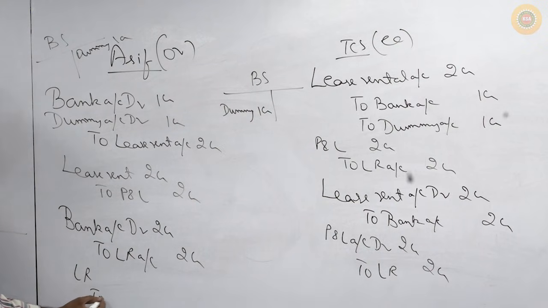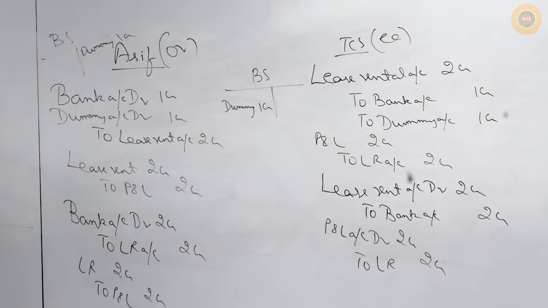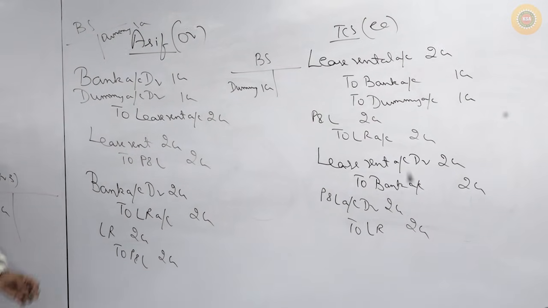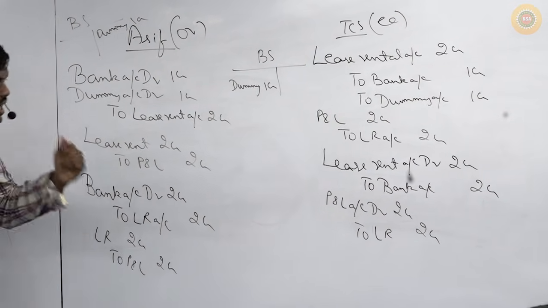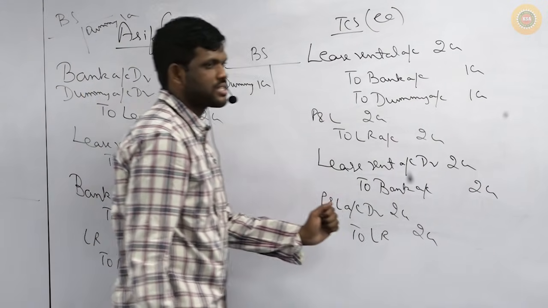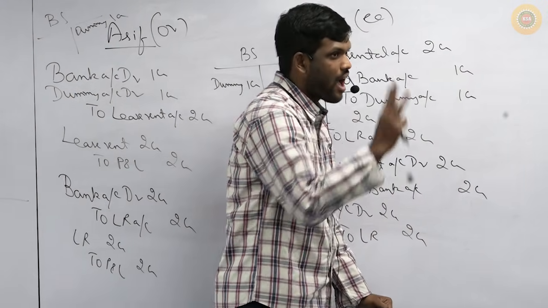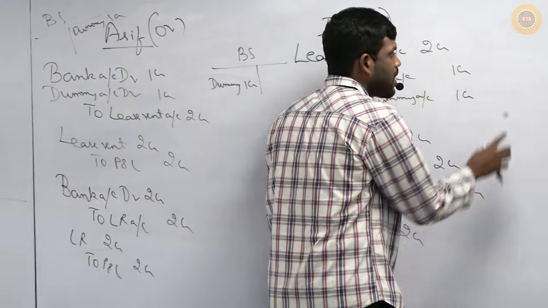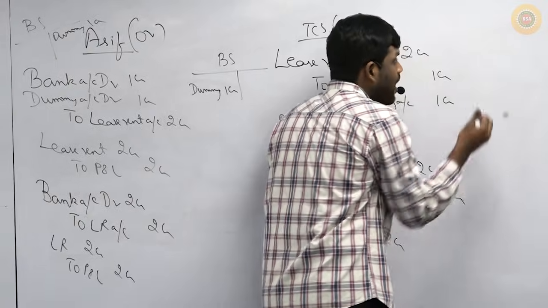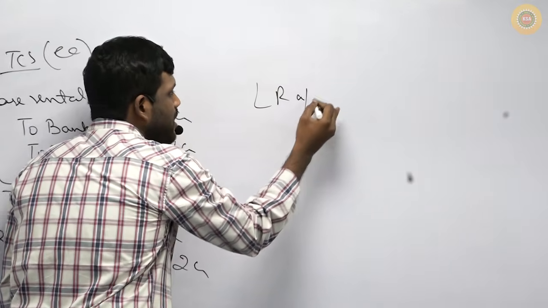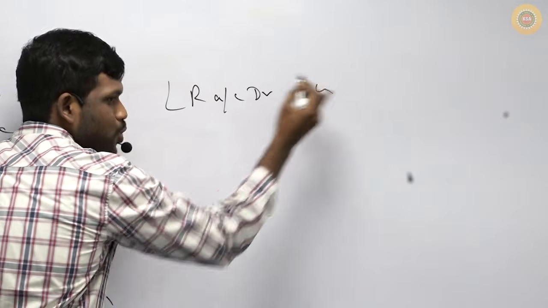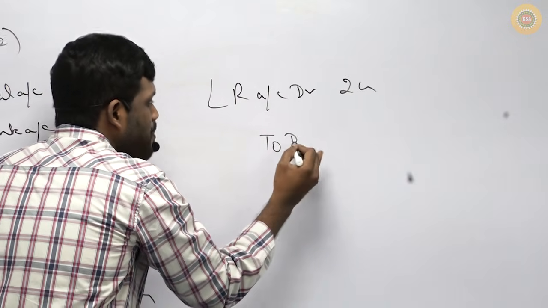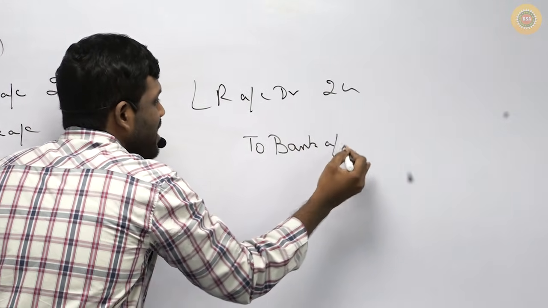Lease rent to P&L 2 crores, 2 crores. Will the dummy account stay like that? Okay, last year, the third year, everyone look, how much will I pay? I have to pay 3 crores. Correct? But my expense should be lease rent account debit 2 crores to bank account 3 crores.